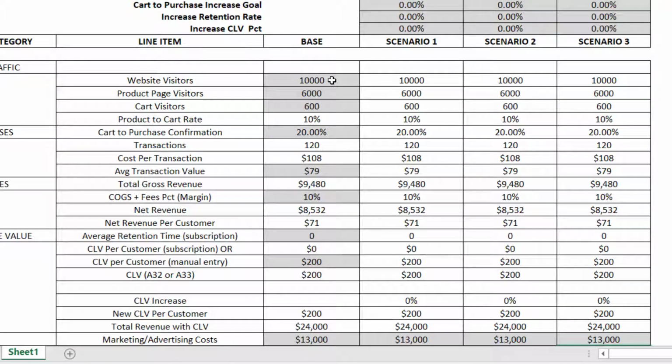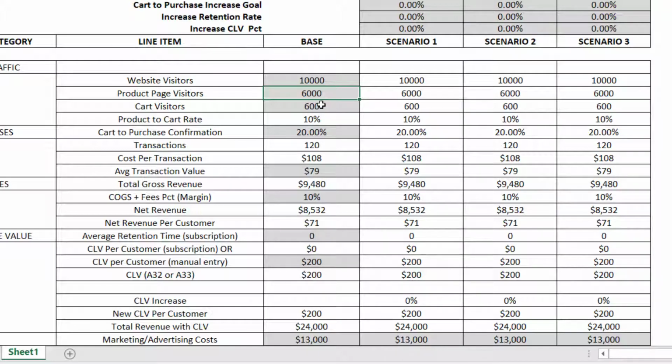Website visitors, how many do you get per month? Let's just say 10,000. How many of those visit product pages? That would be 6,000. And you can see with the calculator, everything is going to move across until we change the formulas or the scenarios. How many cart visitors do you get per month on average?